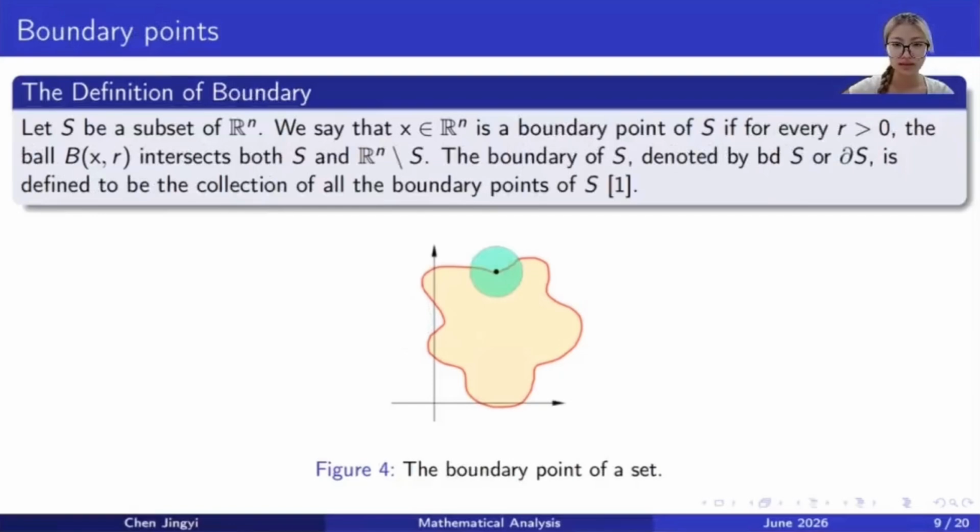Next, let's look at the boundary points. Let's look at figure 4. What if a point is right on the edge? We call this a boundary point. For a boundary point, no matter how small you make the ball around it, this ball will always touch two things. It will touch the inside of S, and it will also touch the outside of S. This collection of these edge points is called the boundary of S.